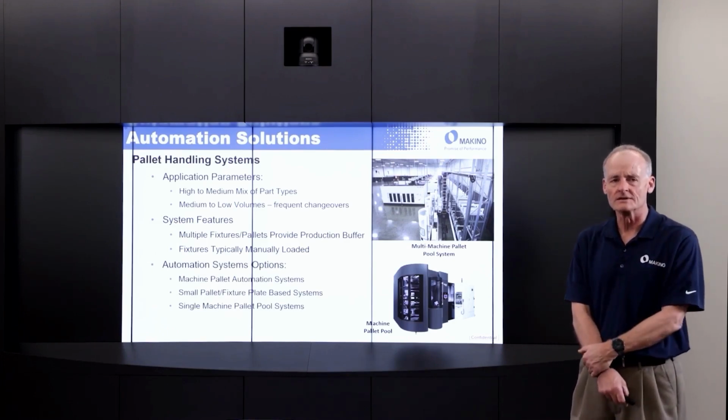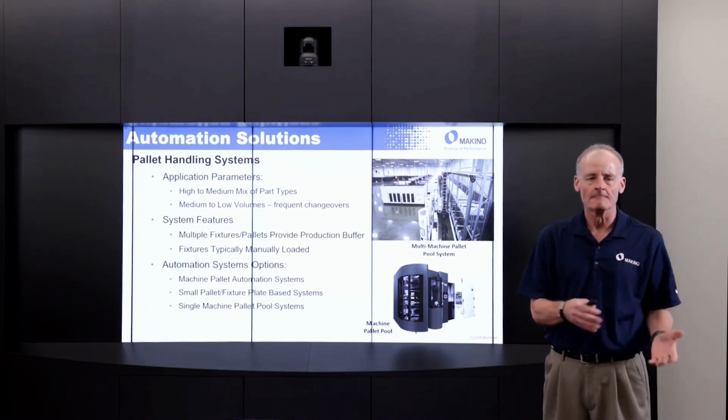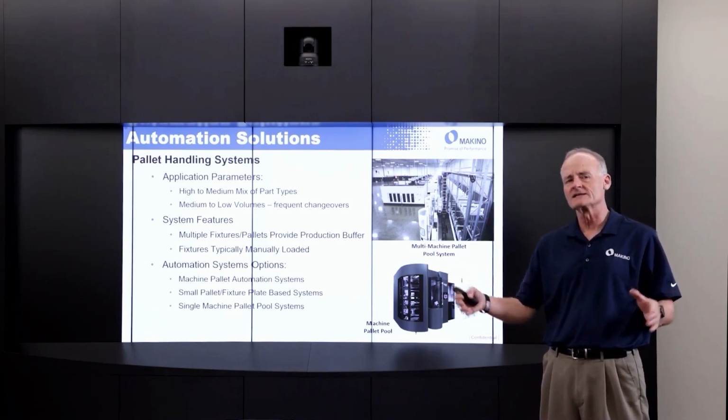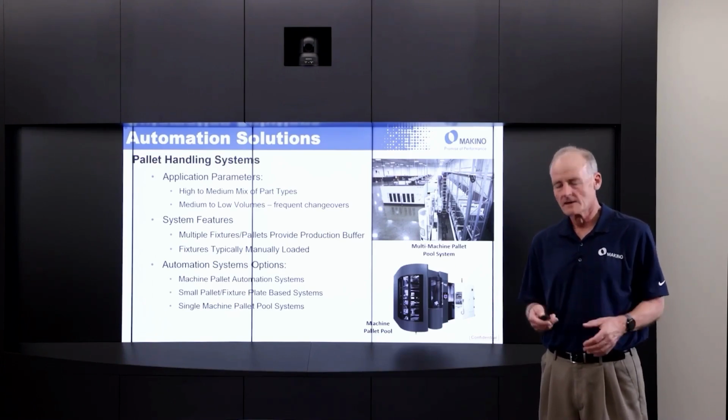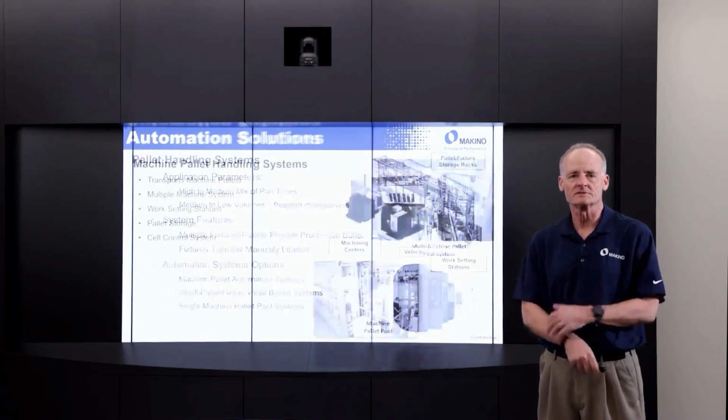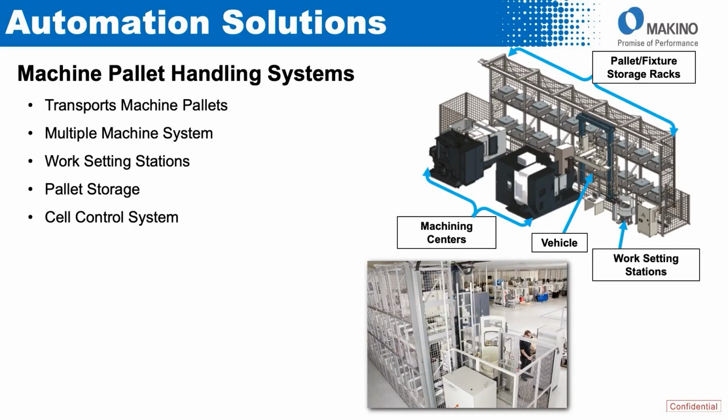And I'll go through the different system options, whether it's a larger machine pallet automated system, a system that's moving smaller pallets, fixture plate, or single machine pallet pull systems. So the machine pallet systems, this is where we're moving the machining center pallets. So we're on one series, whether it's an A51 or A61, and we're moving that complete pallet throughout the system. The system consists of the machining centers, work setting stations, pallet storage, and our cell control system.